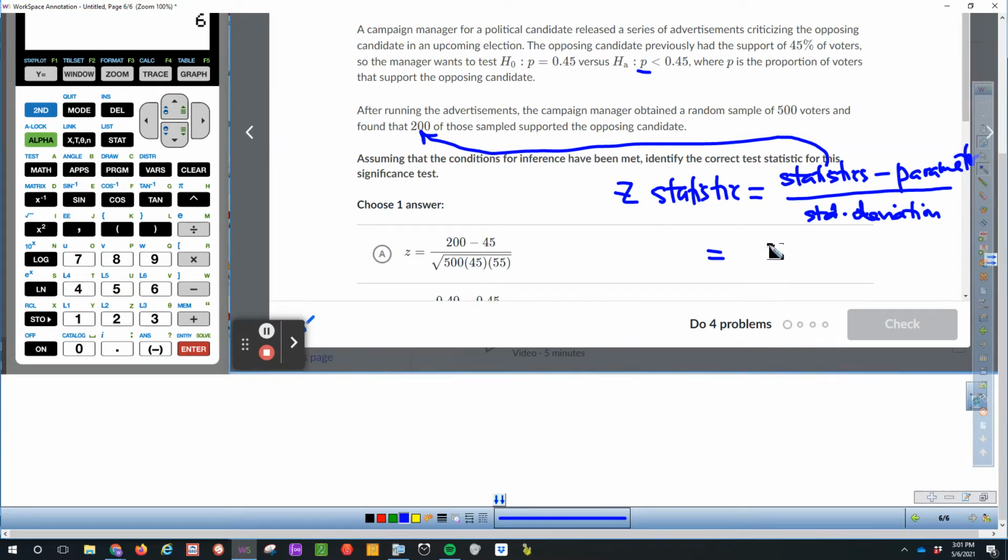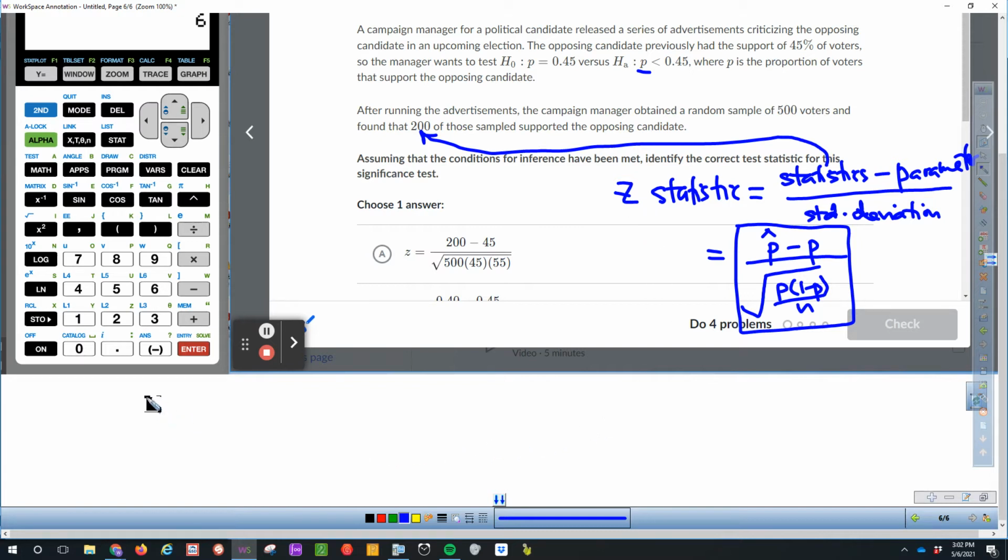So this is what it looks like. You have p hat minus p, divided by the standard deviation, which is the square root of p times 1 minus p divided by n. So this is the formula that you need to know for the z statistic.